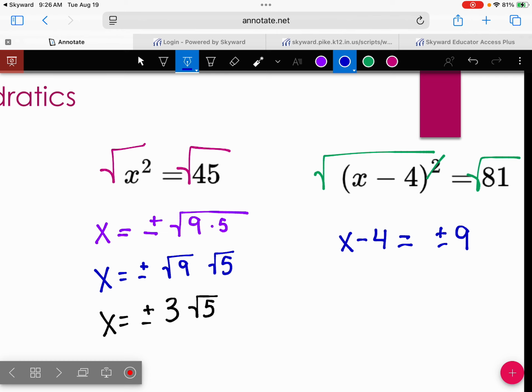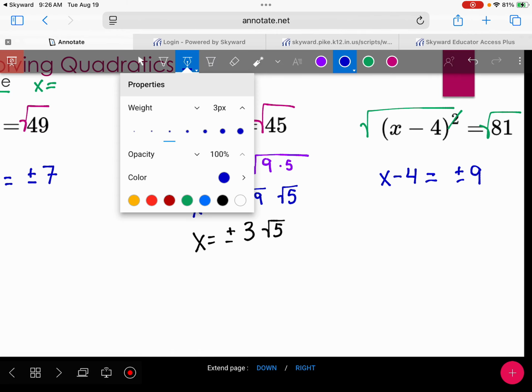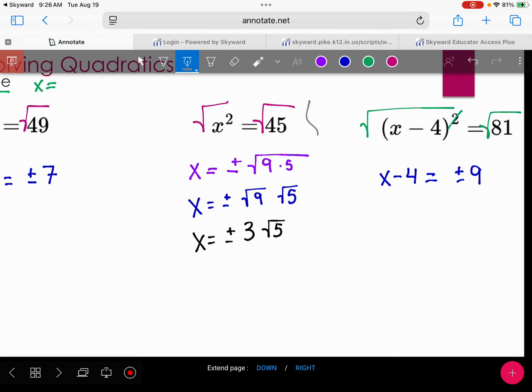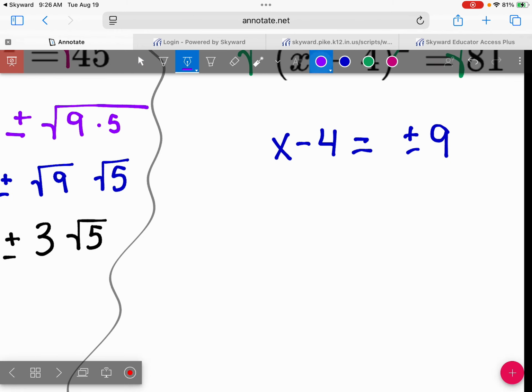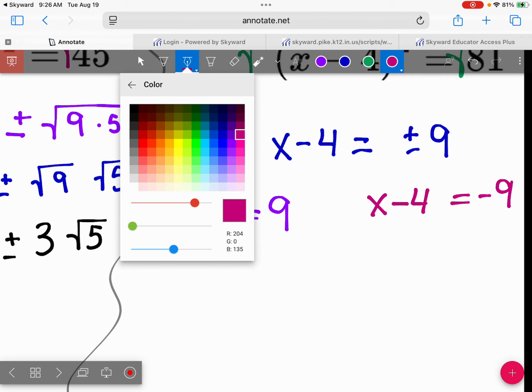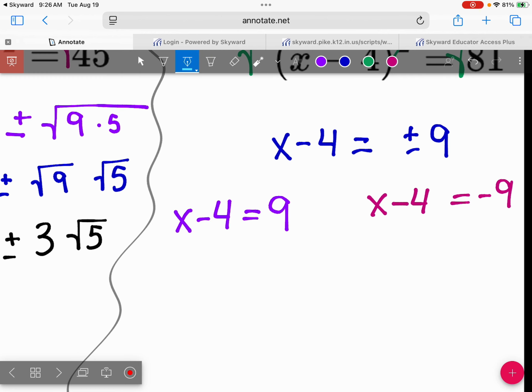So since we're going to have to do an operation, now I'm going to split this into two expressions. I'm going to give myself a little barrier here because they're getting a little close together. I'm going to take my x minus 4 equal to positive 9, and I'm going to have my x minus 4 equal negative 9. What do I do with these to try and get my x by itself? Add 4. I need to add 4 here and add 4 here, and then I also need to add 4 here and add 4 here.